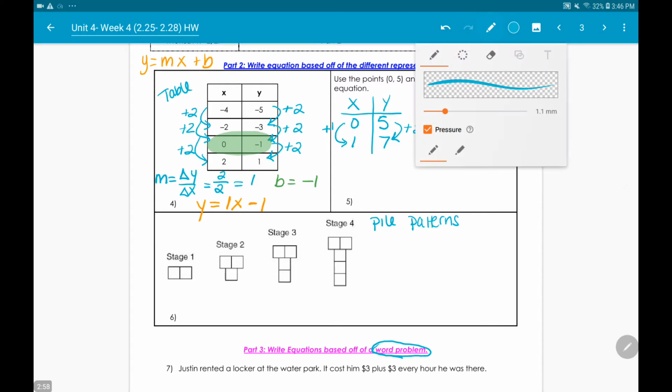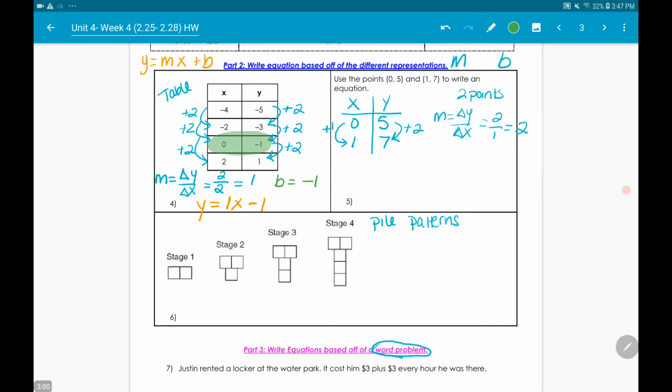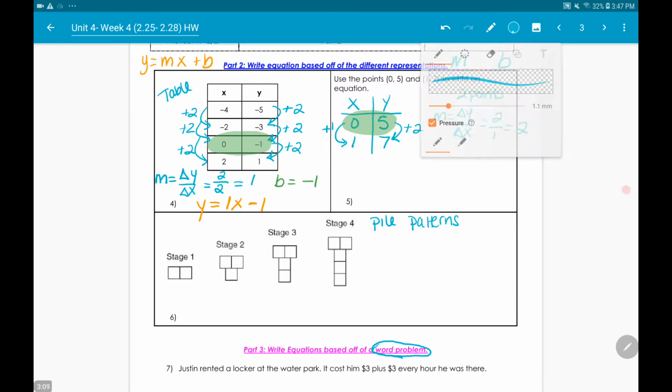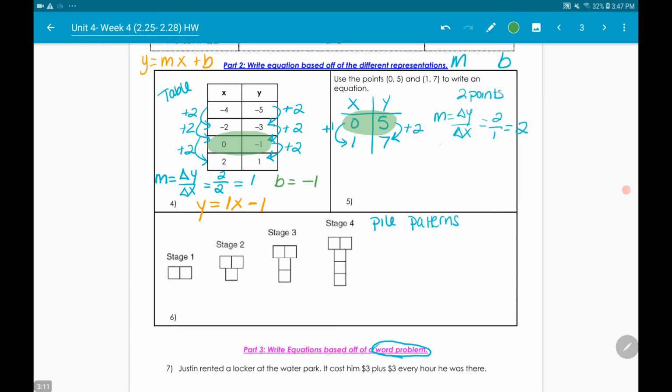And now let's find that b value. Again, we're looking for x to be 0, which is right here. So b equals 5. And our equation, y equals 2x plus 5.